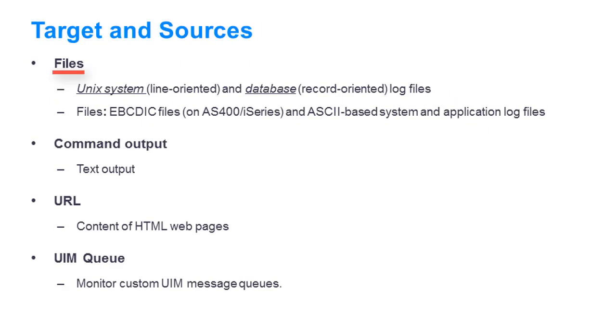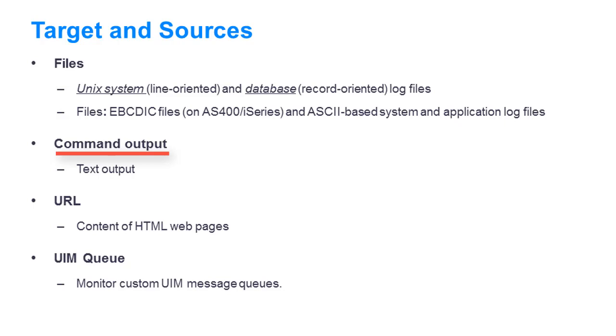The Logmon probe is most commonly used to monitor ASCII text files. These files can be line-oriented Unix or Windows files, logs that applications write to, or even record-oriented log files that some databases create. The probe can also be used to monitor the output from a command or script.